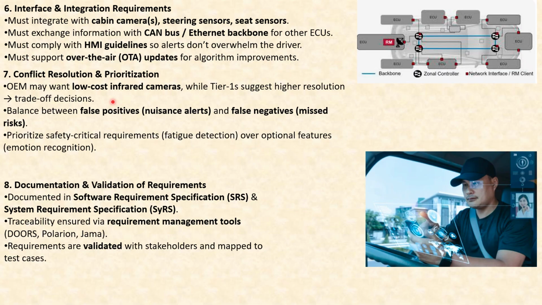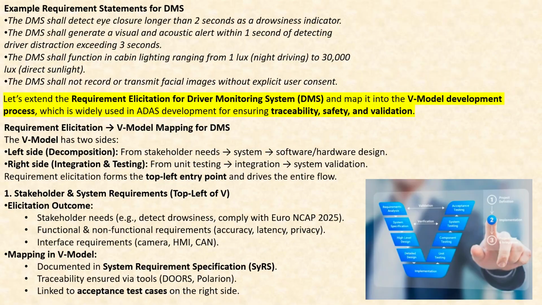Now, talking about the documentation and validation of requirements, they are documented in the software requirement specification and system requirement specification. Traceability is ensured via requirement management tools, and requirements are validated with stakeholders and mapped to test cases. All right, so these are the documentation and validation requirements.